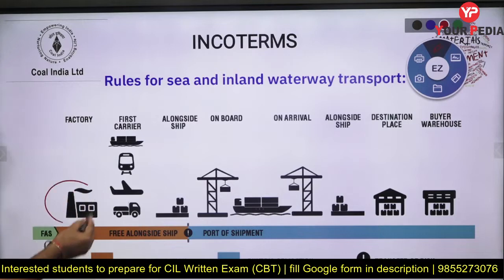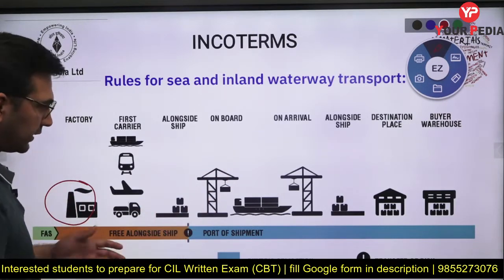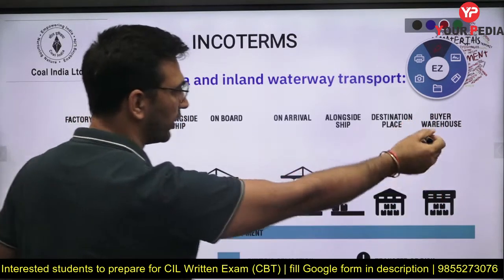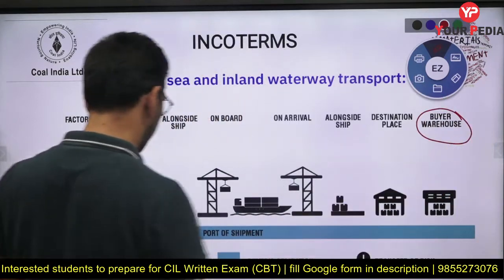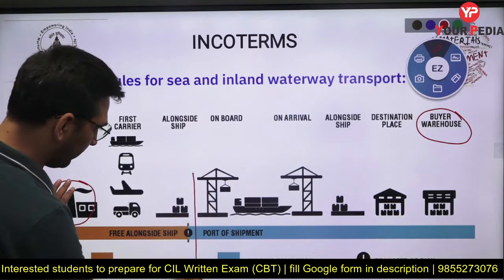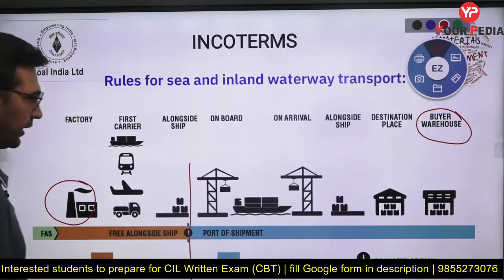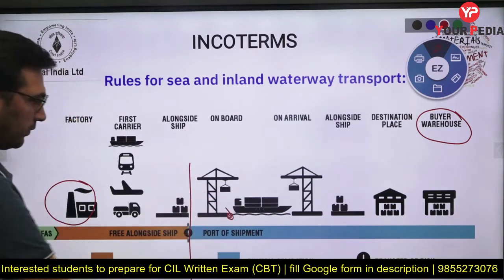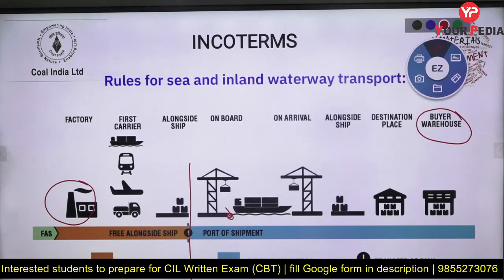Let's say this is the factory. From the factory, how you are bringing it is none of the business of the buyer. The buyer is somewhere here, buyer warehouse, let's say. So from the factory, here you are having a ship, right? This is the point where you have to bring it. Now here is the berth of this particular ship.